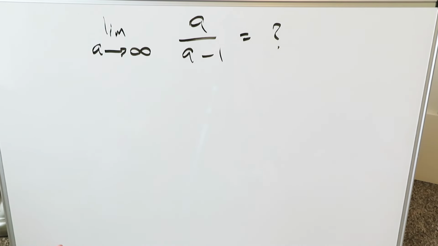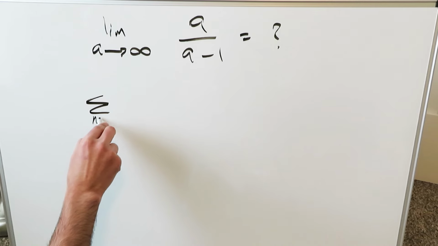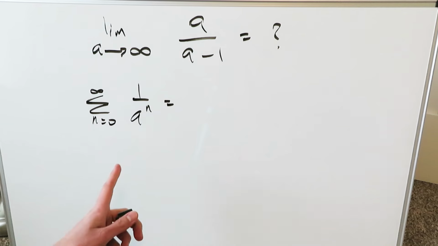Limit as a approaches infinity, a divided by a minus 1. This specific limit has a very special and important meaning behind it. What is that? Consider what you're seeing right over here. We're looking from n equals 0 up to infinity, 1 over a to the power of n. What does this look like to you?